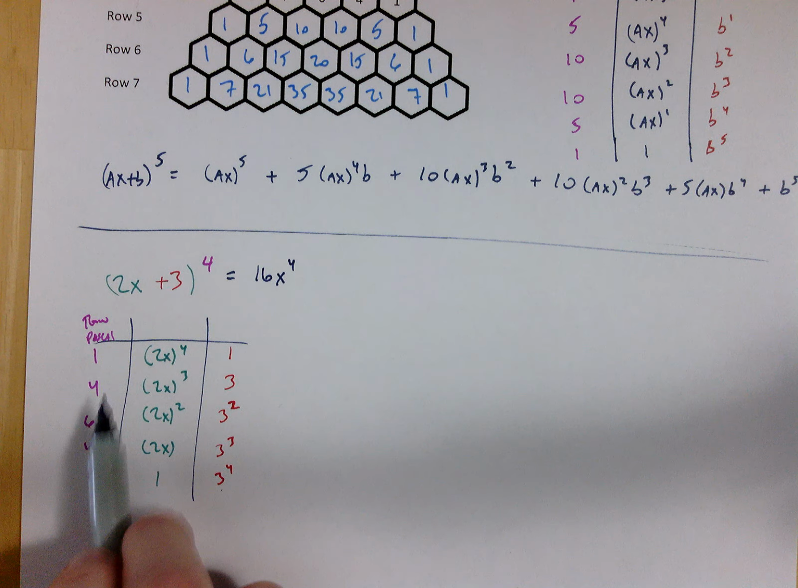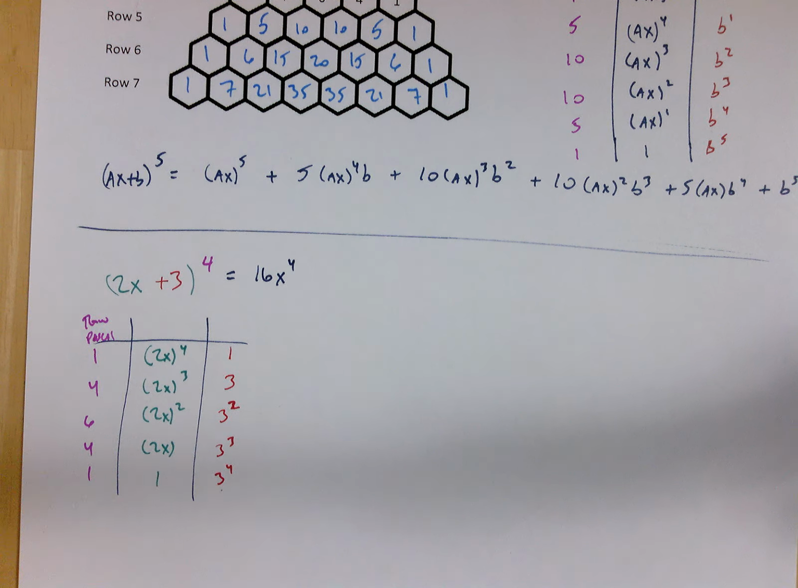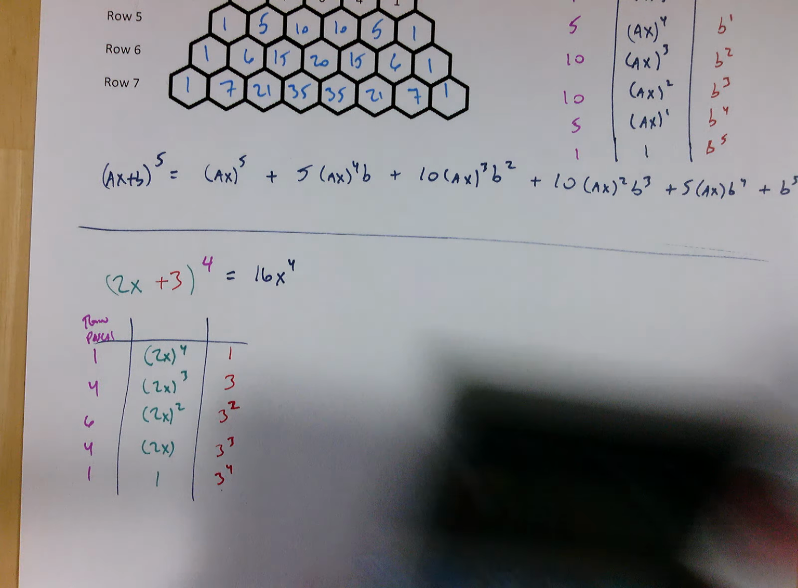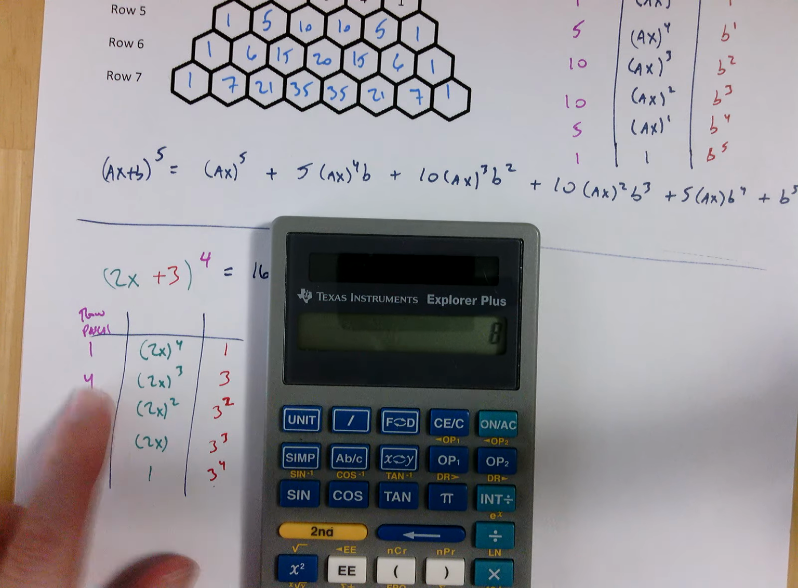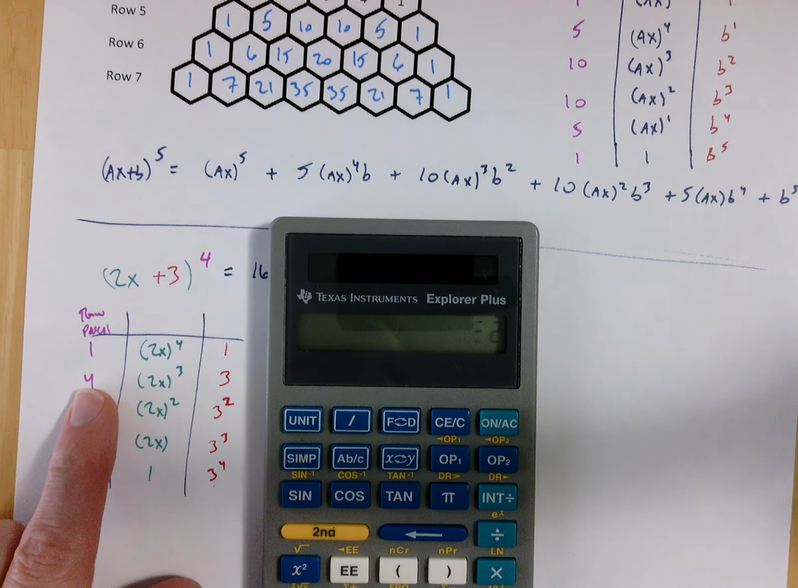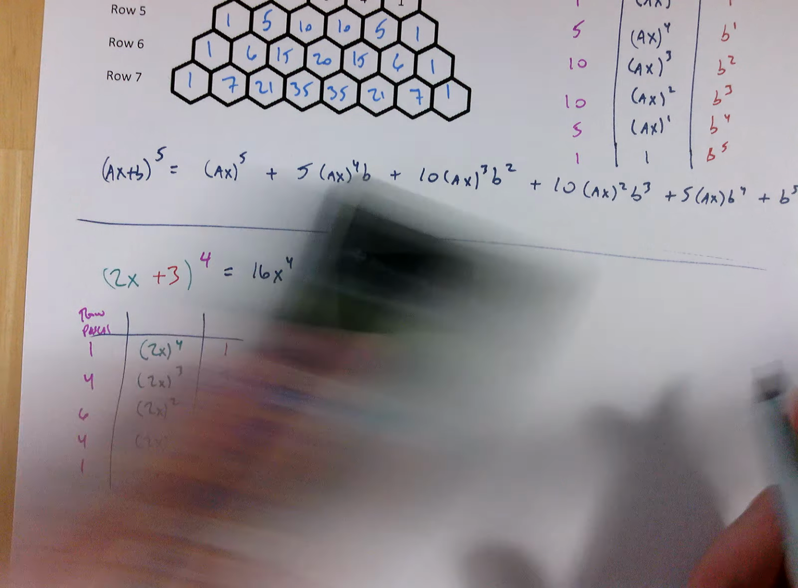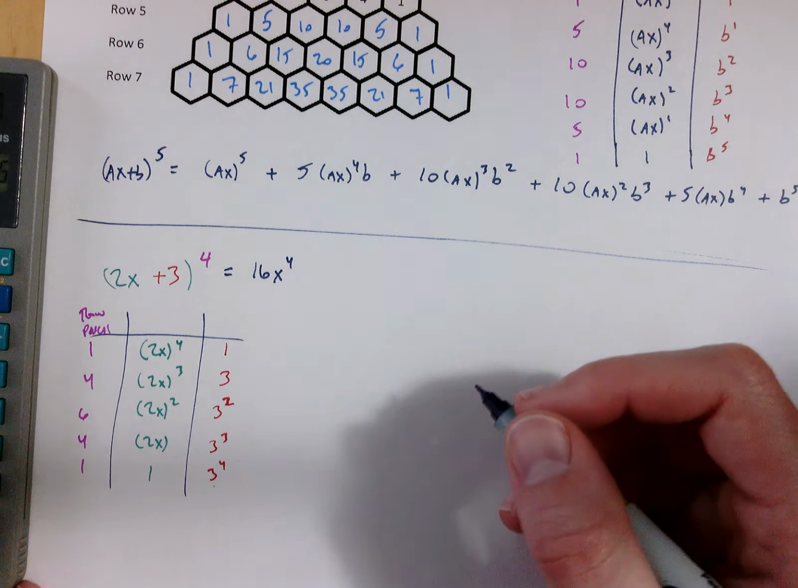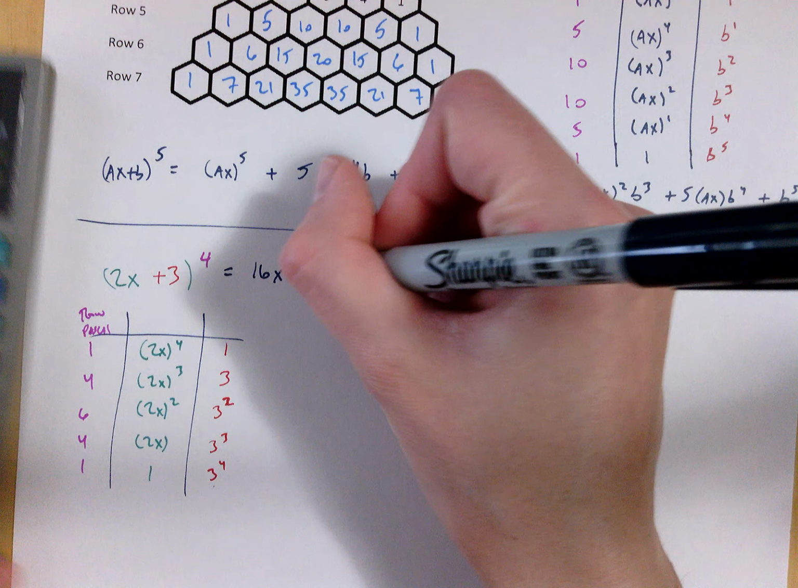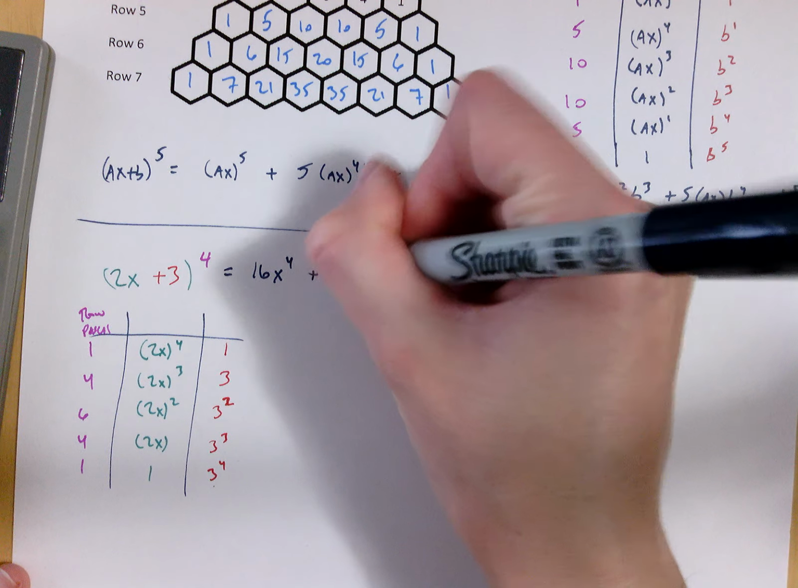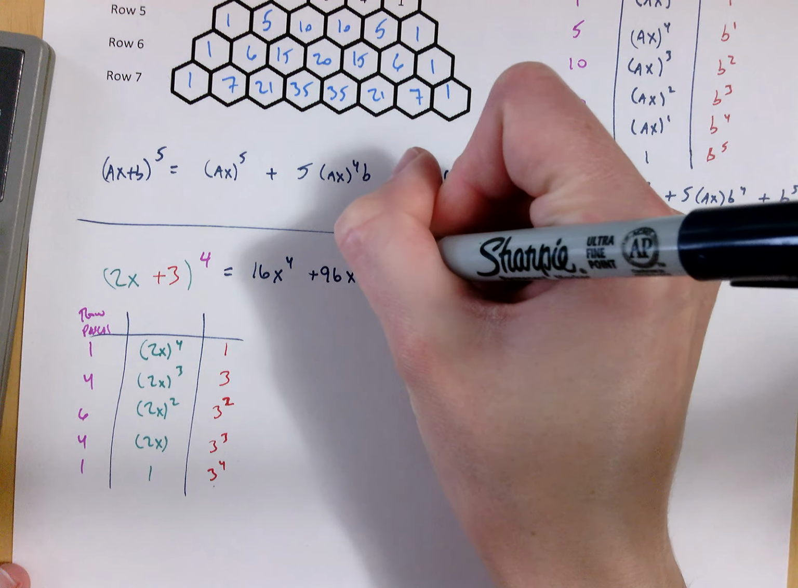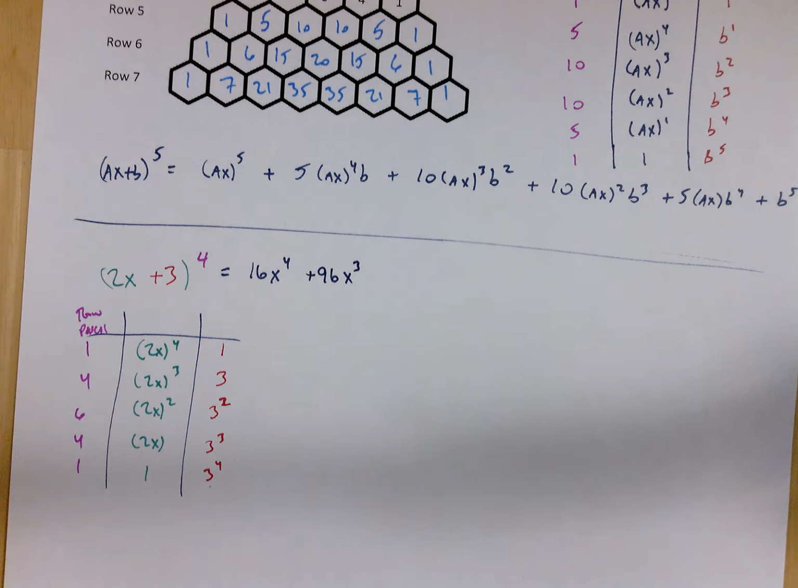Okay, and then I have to multiply 4 times 2 to the 3rd times 3, right? So 2 to the 3rd power is 8. So I am multiplying 8 times 4 times 3, which is 56. That's not right. It's 96, excuse me. My calculator is broken, and the number didn't show up right. Okay, so 96x to the 3rd.